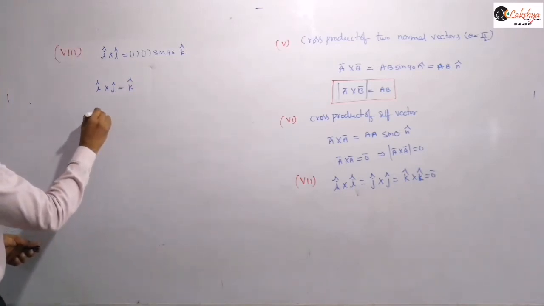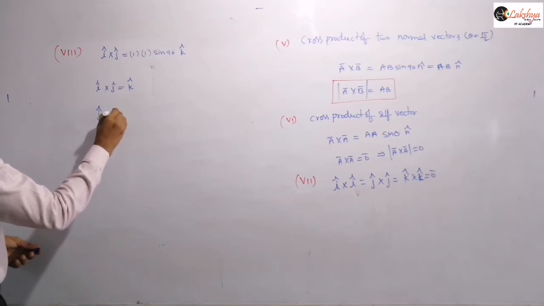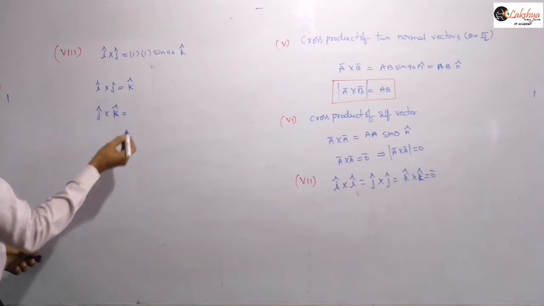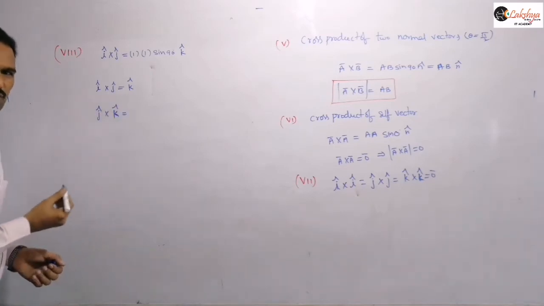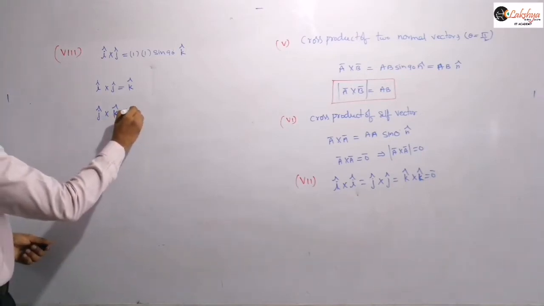And j cap cross k cap is equal to, in a similar way you can verify here, the normal to j cap and k cap will be i cap.